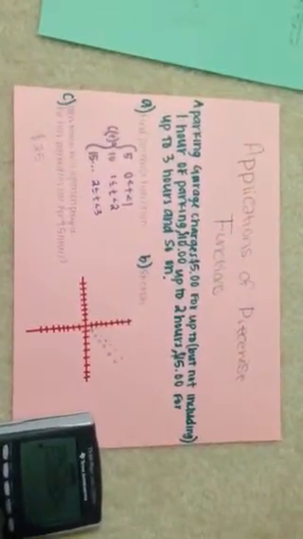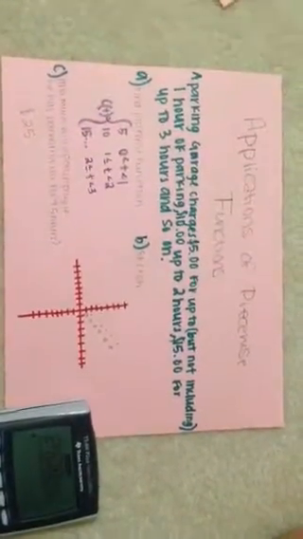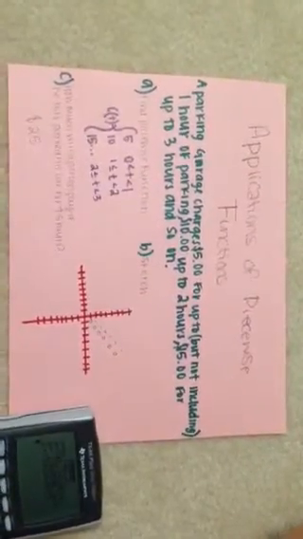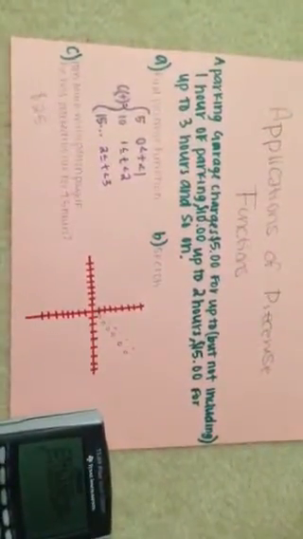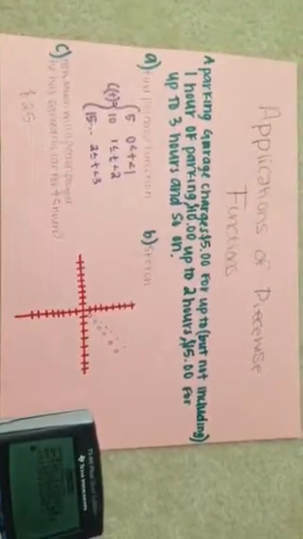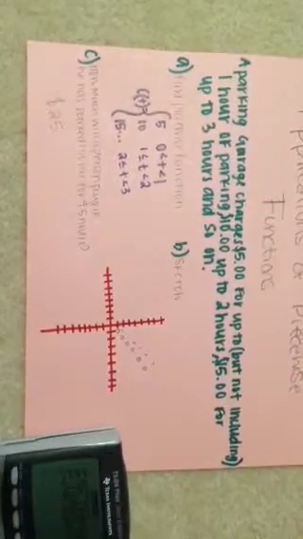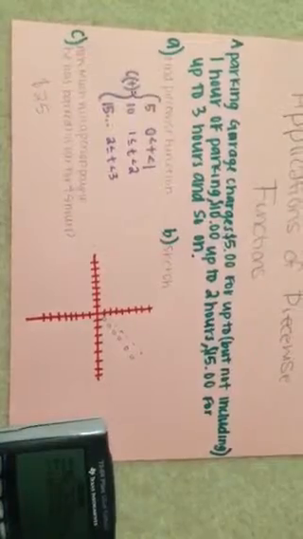Applications of piecewise functions. Our problem was a parking garage charges $5 for up to, but not including, 1 hour of parking, $10 up to 2 hours, $15 for up to 3 hours, and so on. Part A was to define the piecewise function. Part B was to sketch it, and Part C, how much will a person pay if he has parked his car for 4.5 hours, and we got $25.